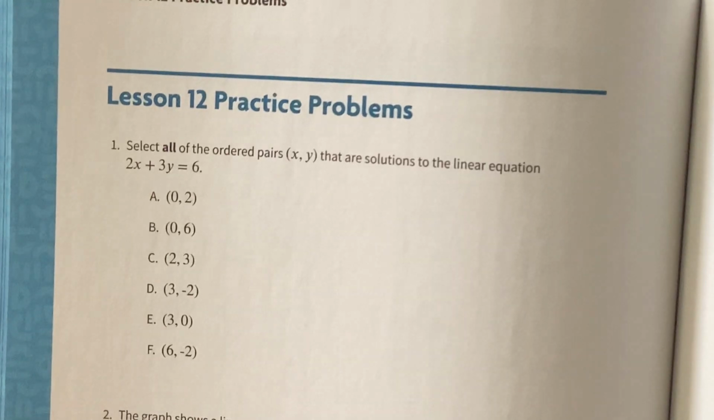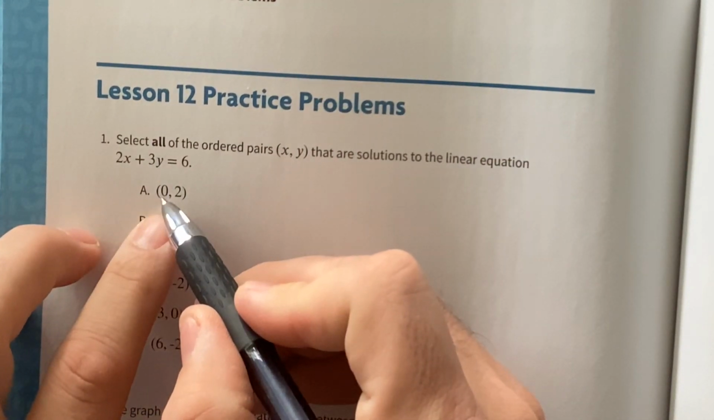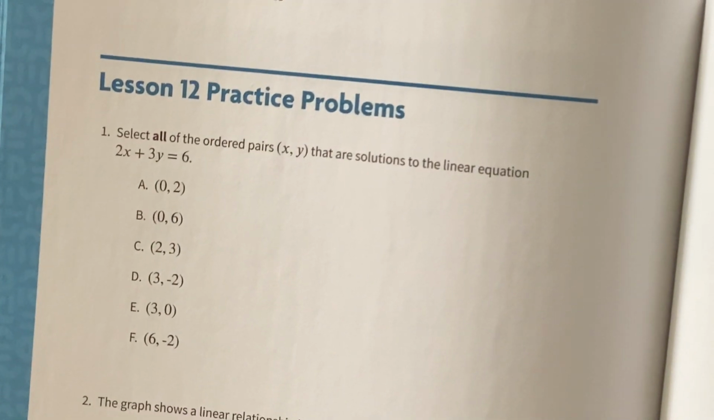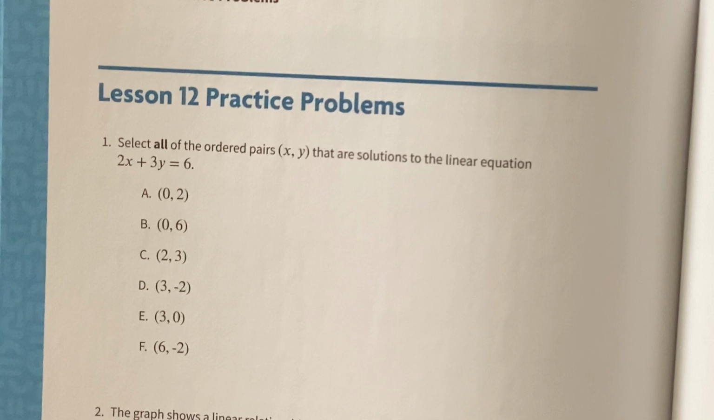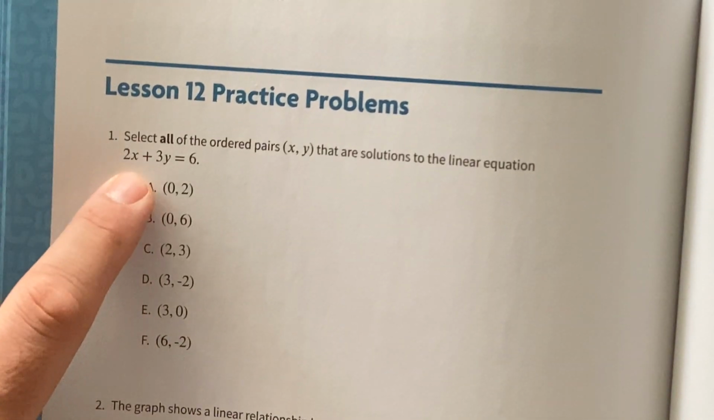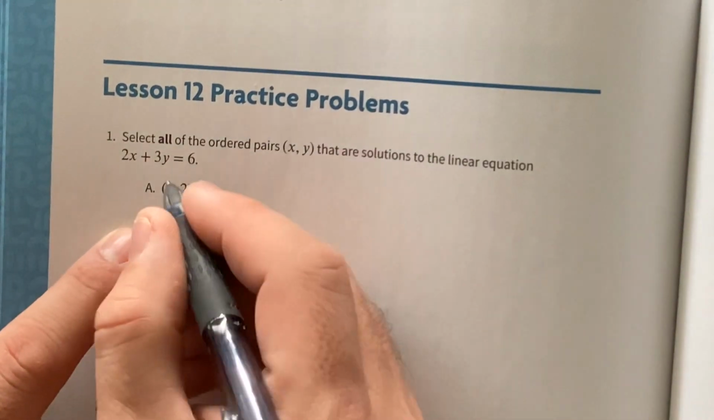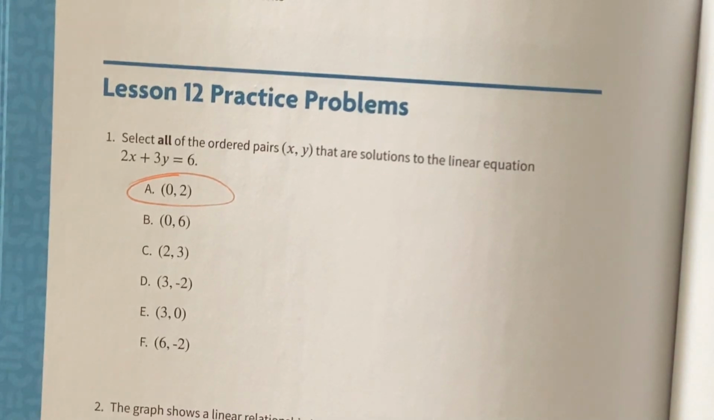Couple different options here. Easiest might be to just graph it or plug in these numbers. 2 times 0, 3 times 2, and do I get 6 if I add them together? You're going to plug them in. 2 times 0 plus 3 times 2 is, of course, 6, so we're going to circle that. 2 times 0 plus 3 times 6 is not 6, not circling that.